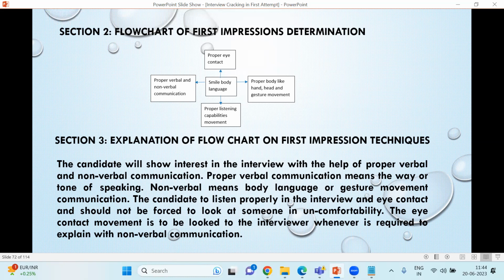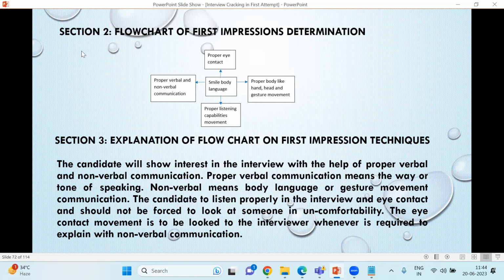Third is proper listening capabilities. The movement and interest will also be observed by the interview panel. Once the interview panel is asking the questions, they observe how much time you take to listen, how long it takes you to reply, and whether you are listening to the interviewer's questions properly.